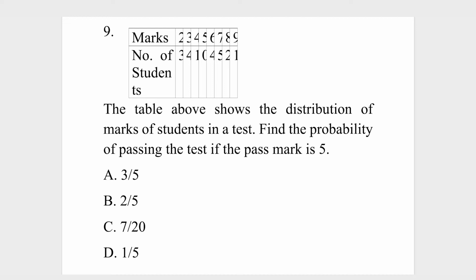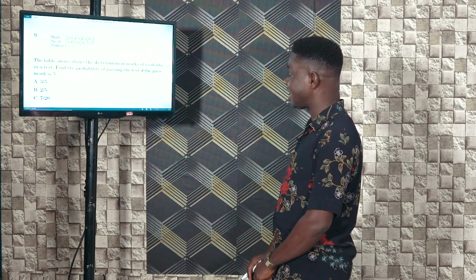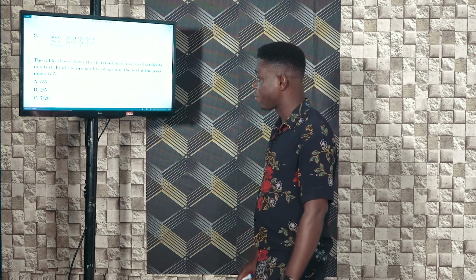In this question, we are given a table that shows the scores some students have and the number of students that took a certain test. The table above shows the distribution of marks of students in a test. Find the probability of passing the test if the pass mark is 5.